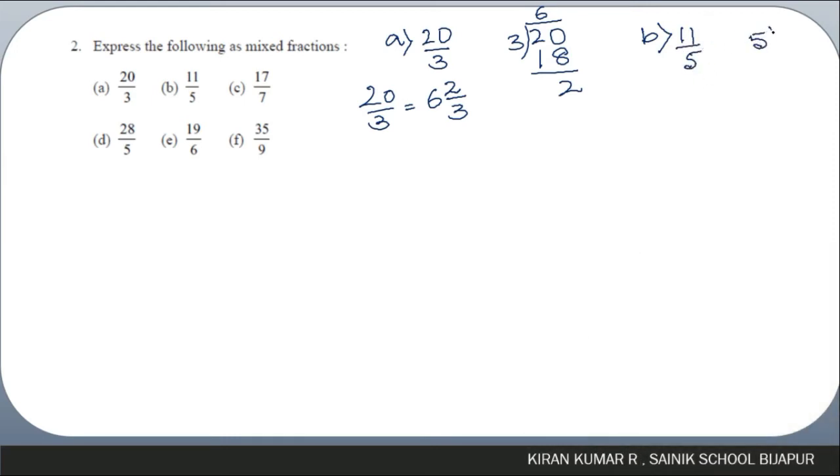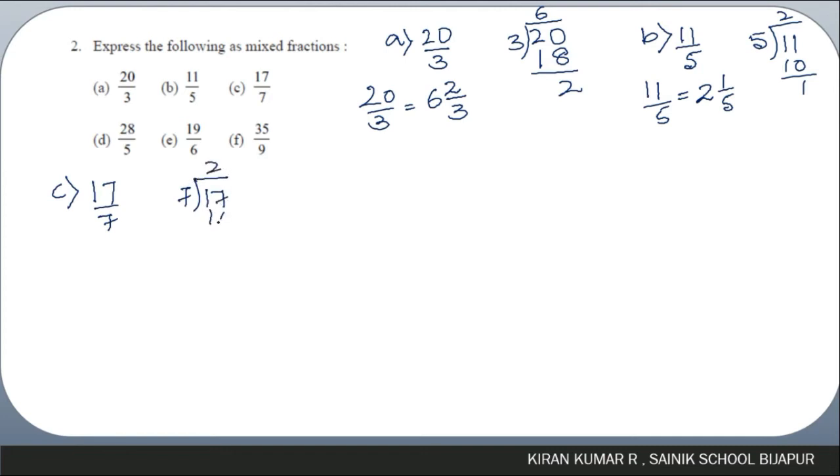So 5 divides 11 2 times. We get 1 as a remainder. Therefore 11 by 5 is written as quotient followed by remainder, then denominator. In the third one, it is 17 by 7. So 7 divides 17. 7 twos are 14. We get 3 as a remainder. So 17 upon 7 is nothing but quotient 2 followed by the remainder by the denominator.